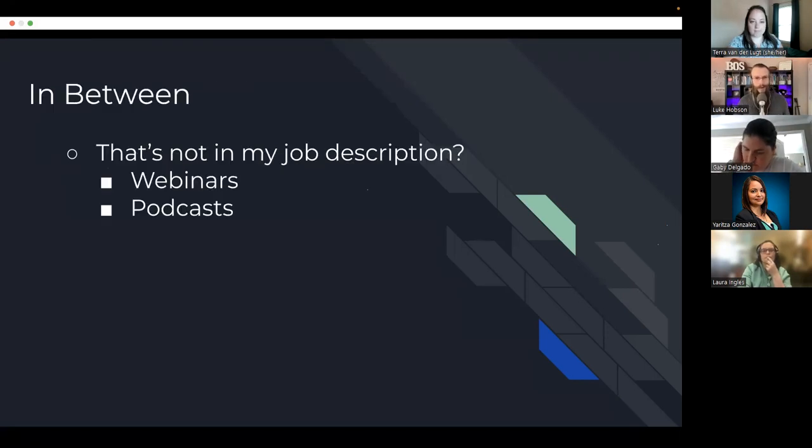And then the other area, it's not really a pro, it's not really a con. So I guess I'll call it like an in-between. And what this in-between is, I'm calling it as in that's not in my job description. Now, what that means is that you are working as an instructional designer and you find an idea and you're like, we need to do this.